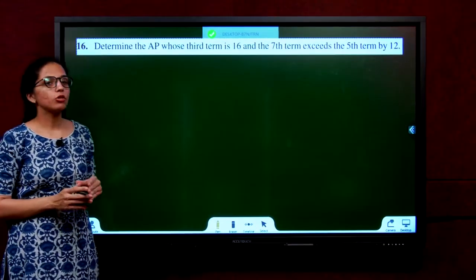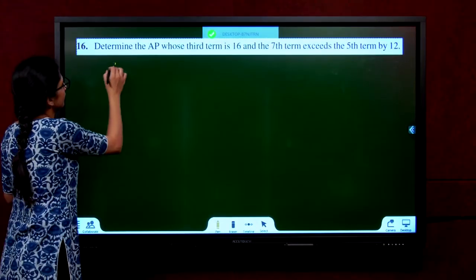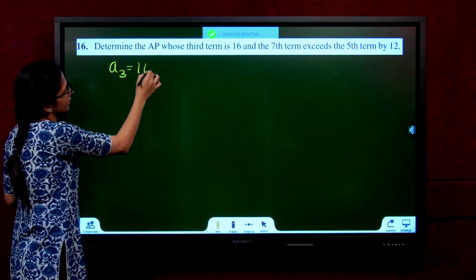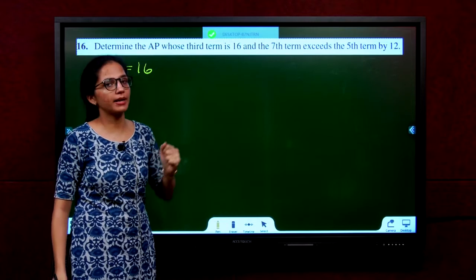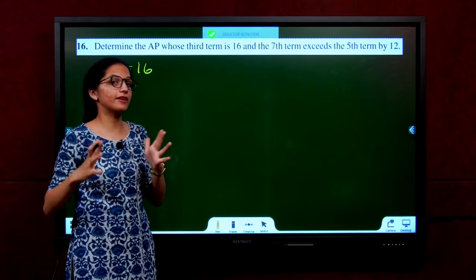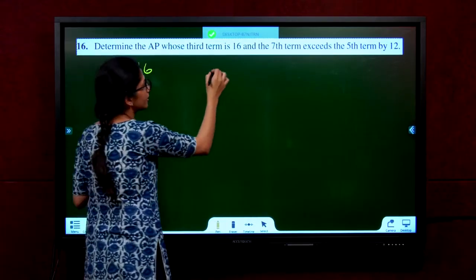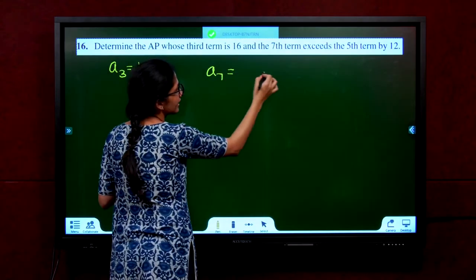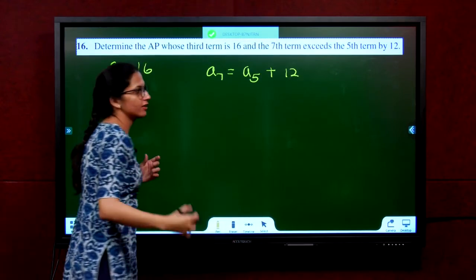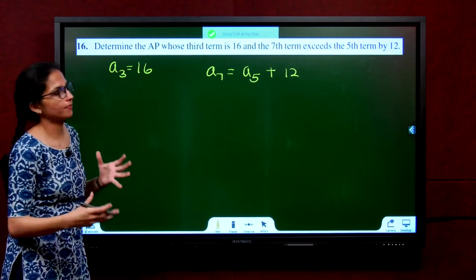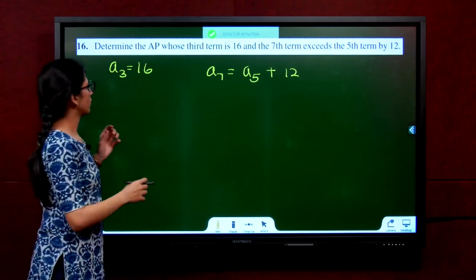Determine the AP whose third term is 16. They've given A3 is 16 and the seventh term exceeds the fifth term by 12. We have understood what is the meaning of exceeds by. Seventh term exceeds the fifth term by 12. Seventh term is more than fifth term by 12. So how to do this?